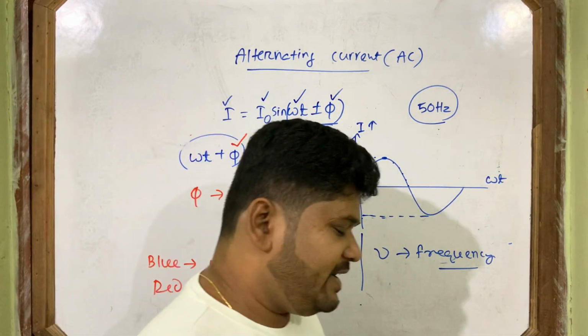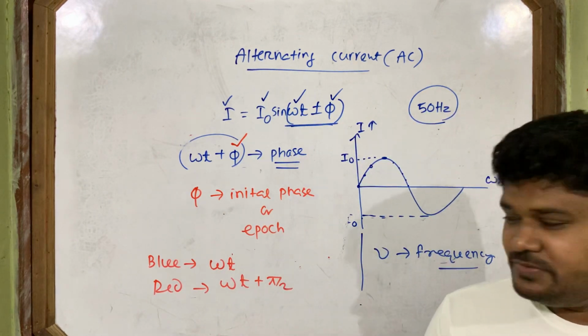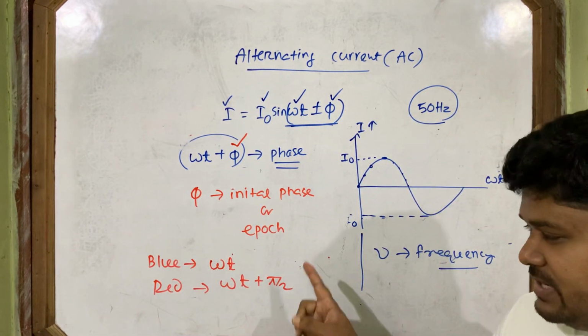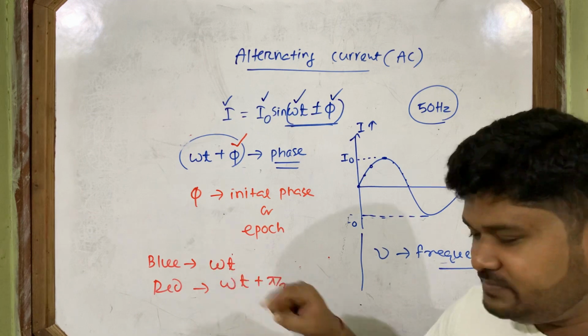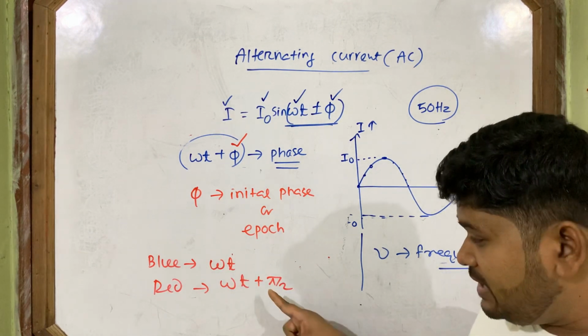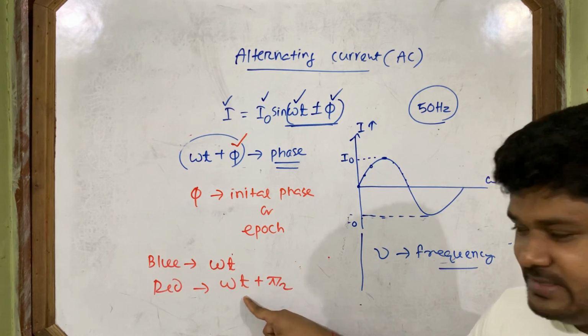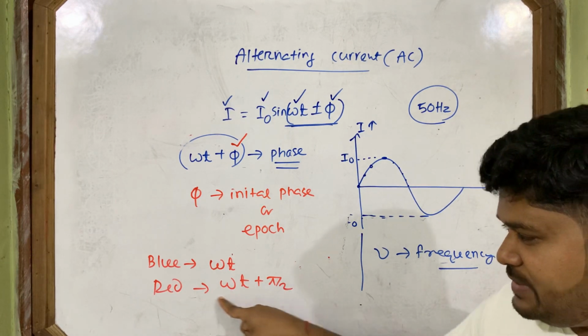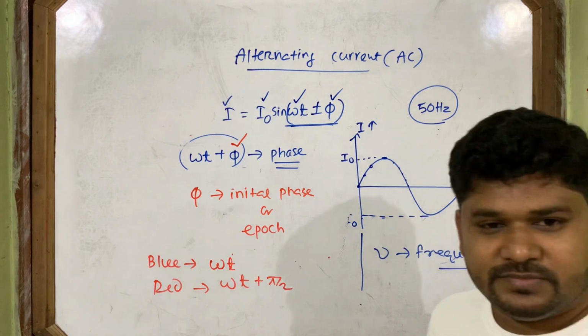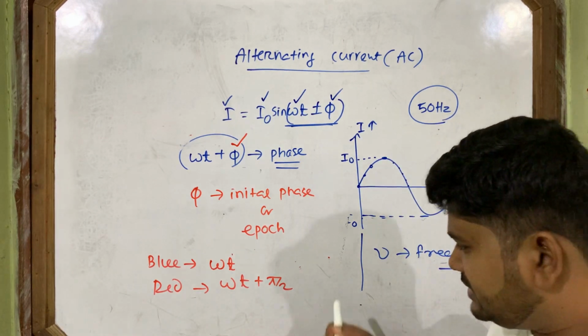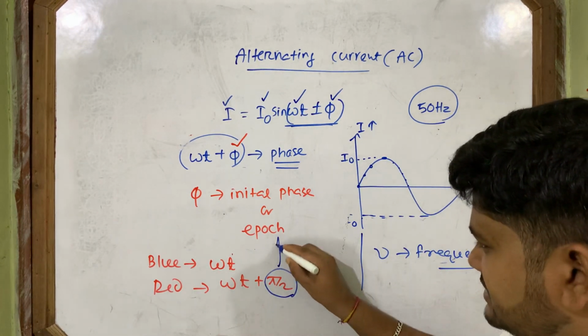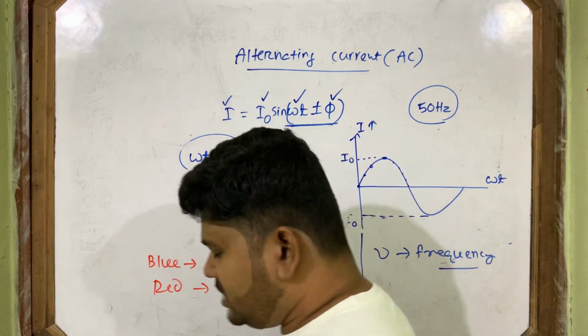For red, I will write the phase omega t plus pi by 2. You see, when time is 0, the phase is 0 for blue. But when time is 0, what is the phase here? Initial time. Time 0 means initial. What is the phase of this red? Pi by 2. This pi by 2 is called the initial phase or epoch.